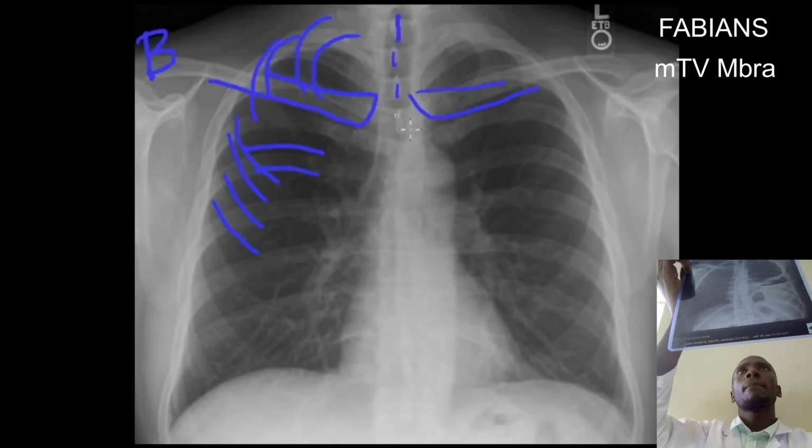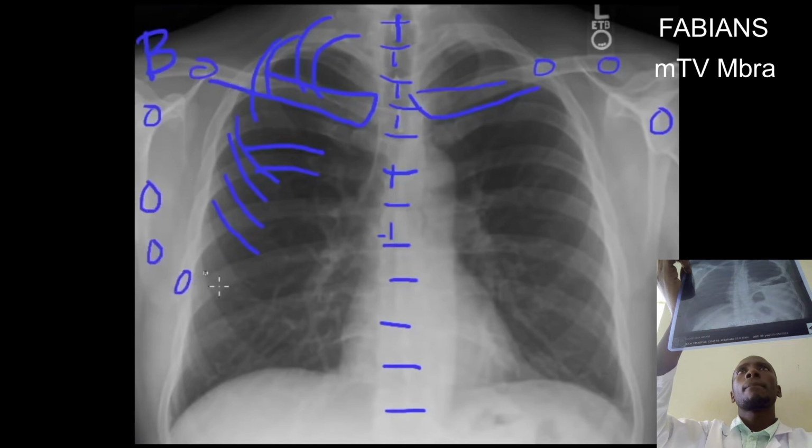Then we have the spinal processes that are running down. You can observe them very well on the X-ray. If one has a problem, you can also see it. If there is a fracture, you can see it. A bone can also have a lesion, one that is air filled, which you can also observe.